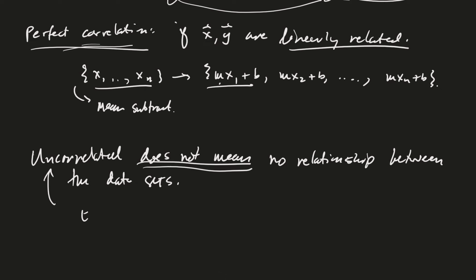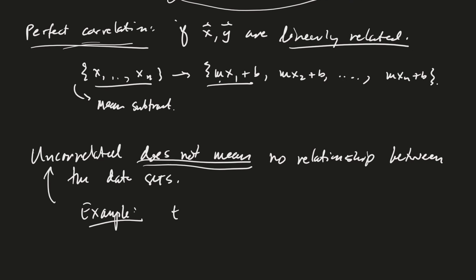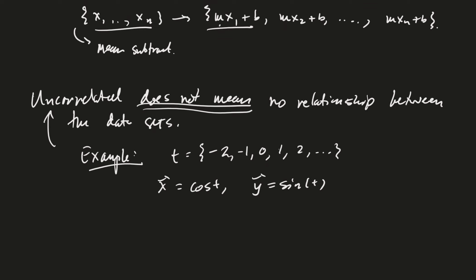So here's an example of what I mean by that. Suppose that you have some values of t. Say, t is some numbers, -2, -1, 0, 1, 2. You can take as many as you like. Let x be equal to cosine of t, and y be equal to the sine of t. Then, it's not clear from here, but x and y are uncorrelated.